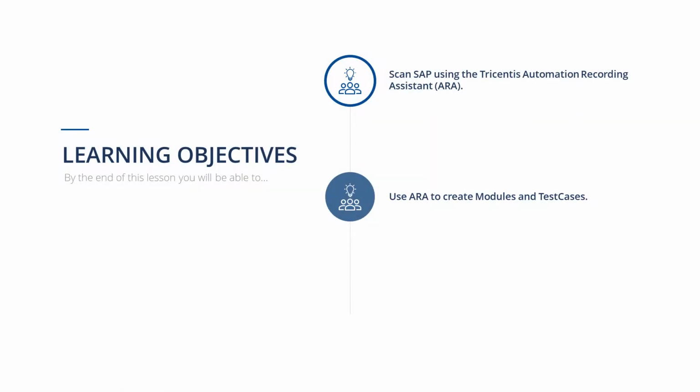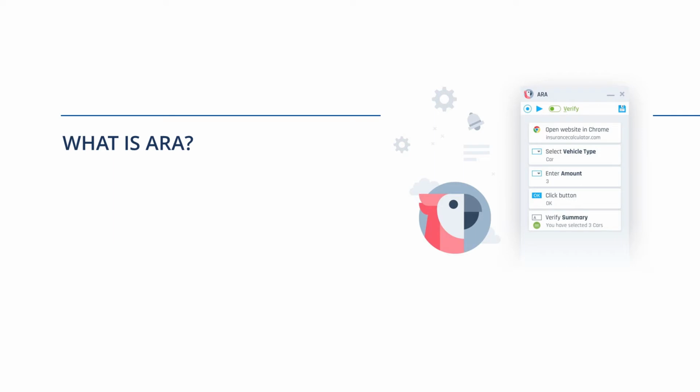By the end of this lesson, you will be able to scan an SAP application using the Tricentis Automation Recording Assistant, or ARA for short. You will also learn how to use ARA to create modules and test cases. First, let's look at what ARA is and what it can do.